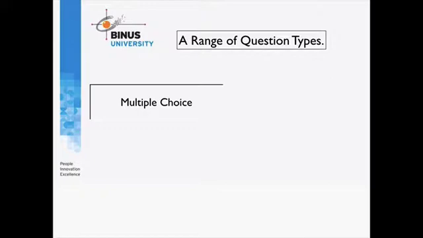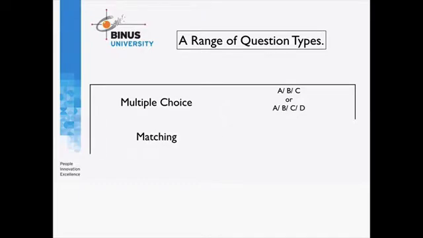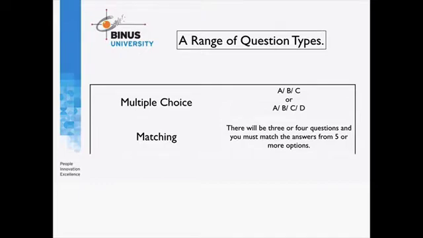Of course, there will be multiple choice. And for multiple choice, you can have 3 choices, A, B, or C. Or you might get 4 choices, A, B, C, or D. Another type is matching, and this is where there will be 3 or 4 questions, and then you must match the answers from a set of options.